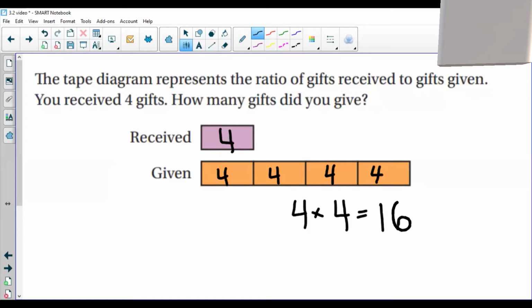Ooh, funny looking 6. I was going to try and write cursive. I don't think it's going to happen. Okay, you make that an F, dot my I. We have 16 gifts. So how many did I give away? 16. We better try another one.